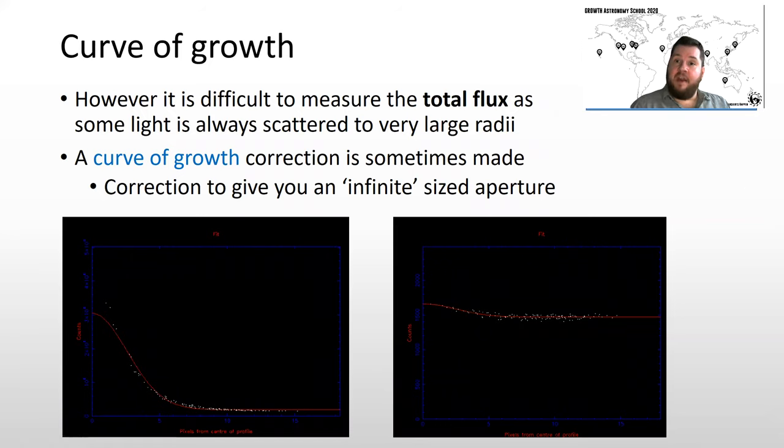Now, we can choose an optimum aperture size, but that doesn't get the total flux. Some light is always going to be scattered to extremely large radii. So the question is, how important is that? In some cases, it's potentially quite important. Here we have two profiles. On the y-axis I have counts, and on the x-axis pixels from the center of the profile. Here is the very middle of the star, and we're getting further and further away from the star, measuring the number of counts in that particular pixel. The white dots are the data points, and the red line is a fit to that data, which is okay. It's not very good right in the middle, but it's a good enough start.